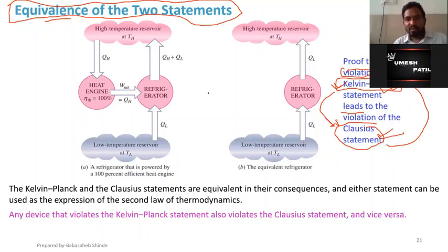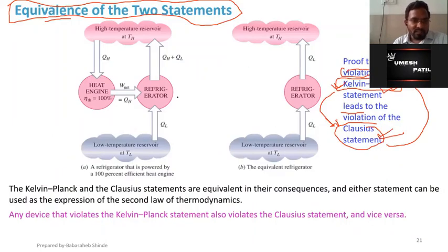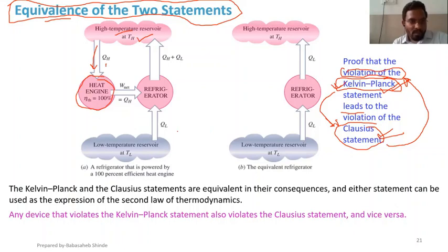Now to prove that equivalence, we need to write a small derivation. But before that, let's discuss those two sketches. In the first sketch, you can see there is a heat engine that is accepting heat from a high temperature reservoir which is at T higher. The amount of heat extracted is QH. Okay, let's continue.